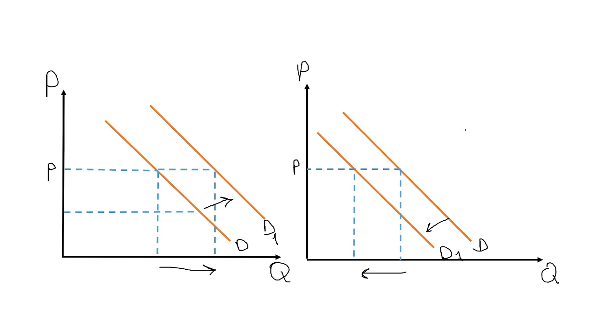If the income of consumers increases and the product is inferior, the total demand for inferior goods decreases, and we show it by shifting the demand curve to the left.